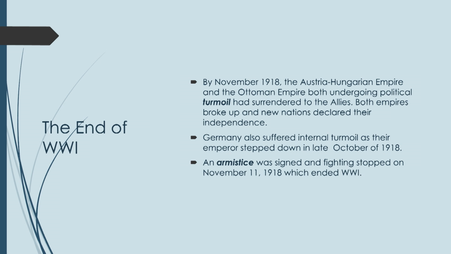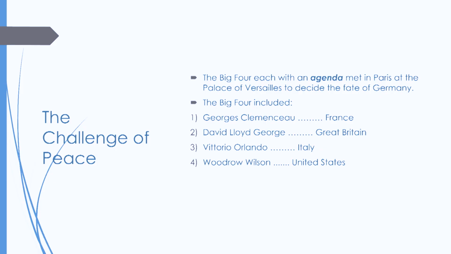The end of World War I: by November 1918, the Austro-Hungarian Empire and the Ottoman Empire, both undergoing political turmoil, had surrendered to the Allies. Both empires broke up and new nations declared their independence. Germany also suffered internal turmoil as their emperor stepped down in late October of 1918, and an armistice was signed, and the fighting stopped on November 11, 1918, which ended World War I.